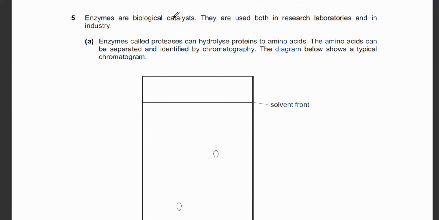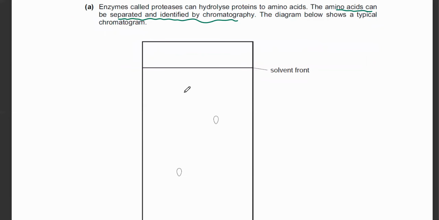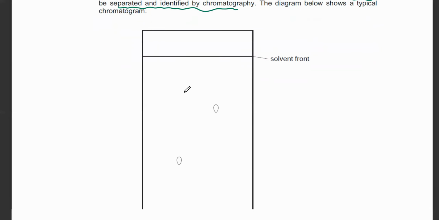Remember one thing: a lot of questions are going to have all these stories, which really don't have anything to do with the question. They're just there, completely irrelevant. What he's basically doing is, at the end of the day, there are amino acids, and he's saying that they can be separated using chromatography. So remember, don't get confused with all of this. That's not part of your course. It has nothing to do with the question as well. A lot of questions are going to be phrased in that manner.